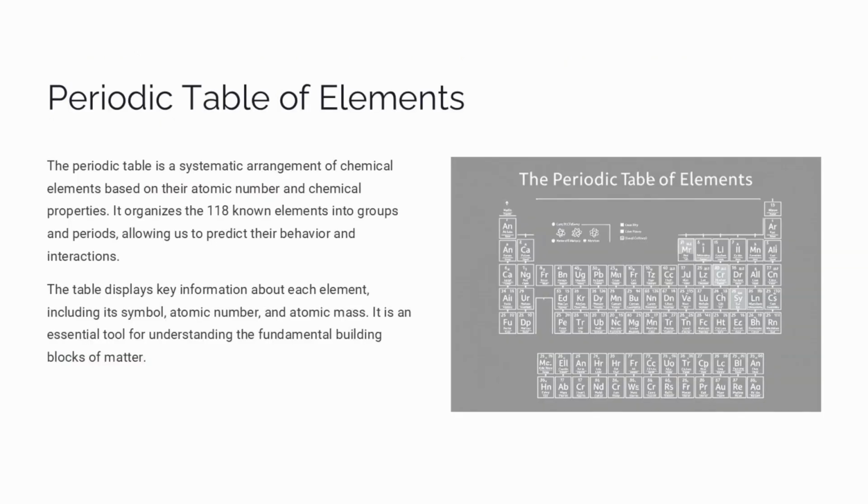The periodic table is a fundamental tool for understanding the chemical elements that make up our world. It organizes the 118 known elements based on their atomic number and chemical properties, allowing us to predict how they will behave and interact. The table displays key information about each element, including its symbol, atomic number, and atomic mass. This visual representation of the elements is essential for studying chemistry and understanding the building blocks of matter. The clean, modern design of the periodic table image on this slide provides a clear and engaging visual aid for the audience.